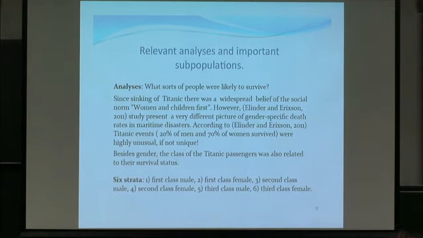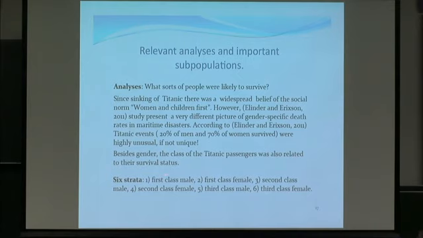So it's more like everybody for themselves instead of women and children first. According to Ellender and Erickson, the events on Titanic, where only 20% of men survived and 70% of women survived, were highly unusual, if not unique, and can be attributed to the direct orders of the captain of Titanic, who ordered to save women and children, but of course according to the class.